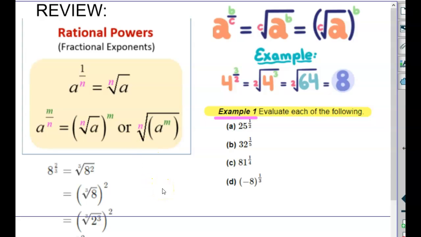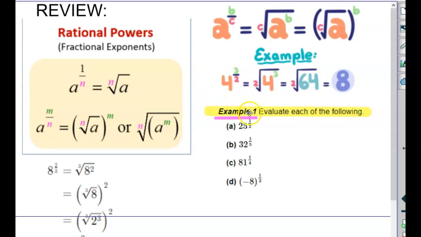So, real quick review of rational exponents. If you have a to the b over c, the c, the number on the bottom, is the radical, and the b, the number on the top, is the exponent, and you can do it in either order, okay? You can take the radical first and then do the power, or you can take the power first and then do the radical. For example, 4 to the 3 halves. You could cube 4 first and get 64 and then square root it and get 8. Or you could square root 4.